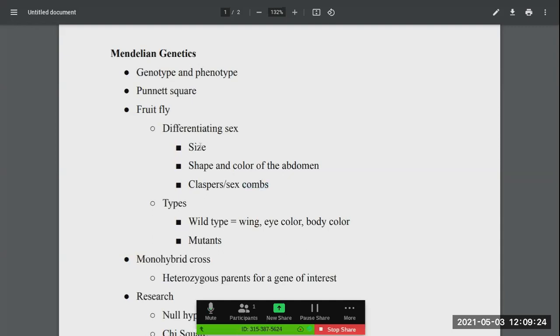If it is female, it's going to be large. The shape is going to be pointed, like a letter V, and the color of the abdomen tends to be clear compared to the male fruit fly.